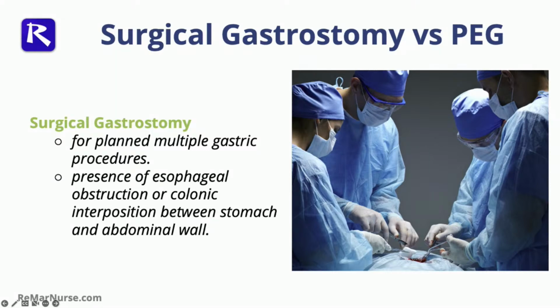All right. And then we have here, when we are talking about the presence of esophageal obstruction, or if they have a colonic interposition between the stomach and the abdominal wall. So these are things that we are going to expect. They are a part of the understanding of the reason a person would have a gastrostomy tube.